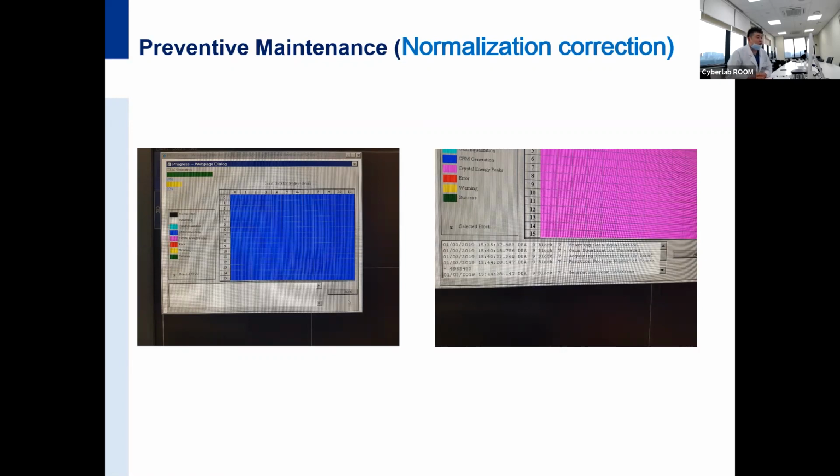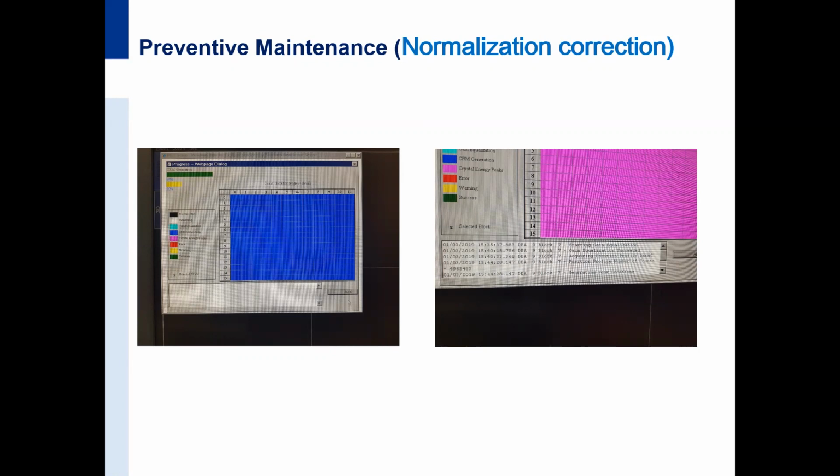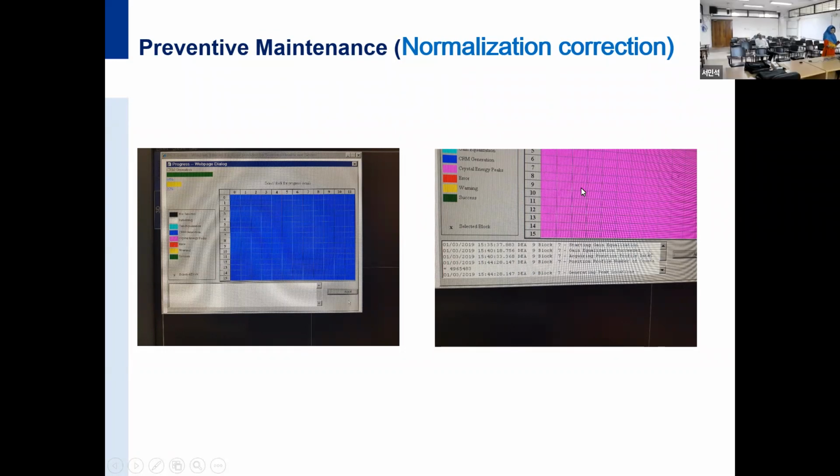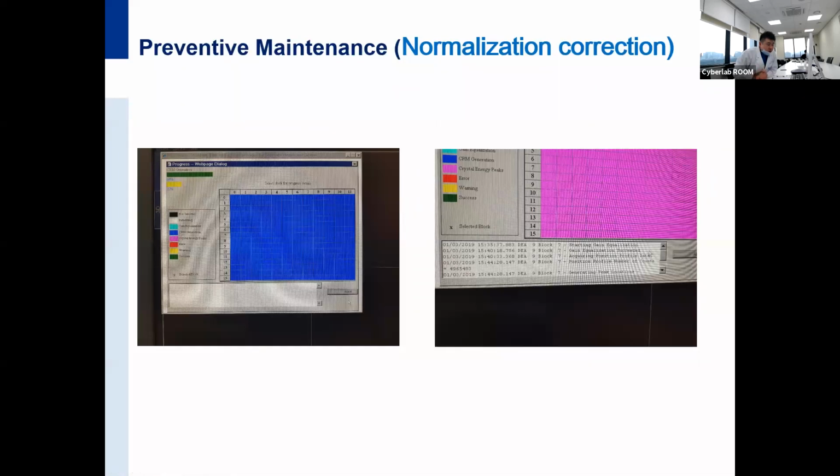Preventive maintenance for normalization correction. This view was actually the achievement of our engineers from Siemens. The progress is a web page dialog. We can see the block status. The status is black, white, green, and blue. Blue is normal, but if there is a malfunction or something out of working, it will be shown in red. The pink color is the crystal energy peaks. If they have scheduled preventive maintenance, they arrange the crystal energy peak and maintenance.